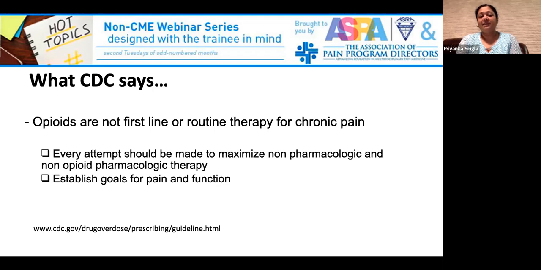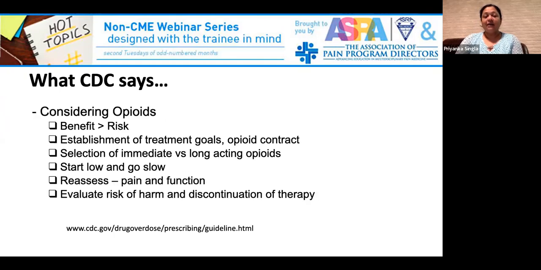However, they do state that opioids are not the first line or routine therapy for chronic pain. And this does not include patients who have active cancer treatment, who have palliative care on board, or are candidates for end-of-life therapies. They further state that every attempt should be made to maximize non-pharmacological and non-opioid pharmacological therapy before considering opioids. They emphasize establishing goals for pain and function before starting the therapy. And when considering opioids, they advise that the risk-benefit ratio should always be weighed.